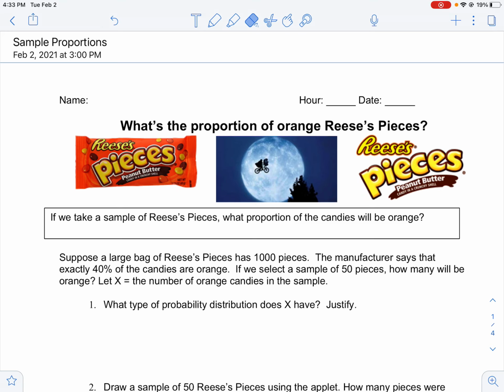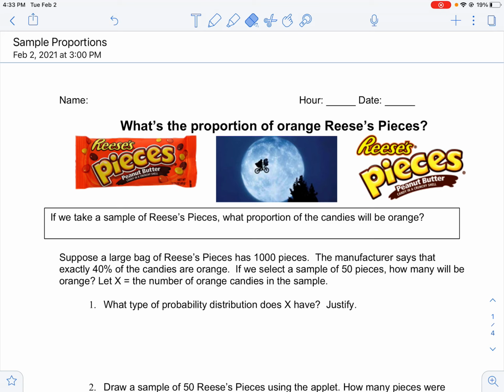Today's lesson is Chapter 7, Sample Proportion. What's the proportion of orange Reese's Pieces? If you take a sample of Reese's Pieces, what proportion of the candies will be orange? Suppose a large bag of Reese's Pieces has 1,000 pieces. The manufacturer says that exactly 40% of the candies are orange. If we select a sample of 50 pieces, how many will be orange?